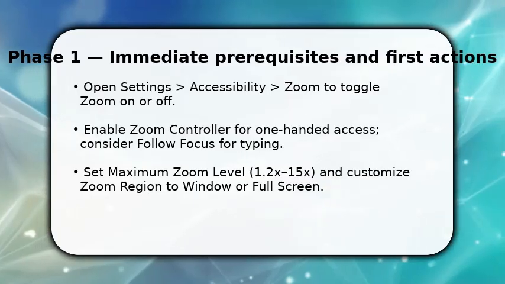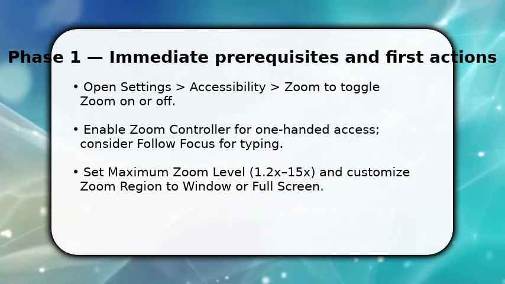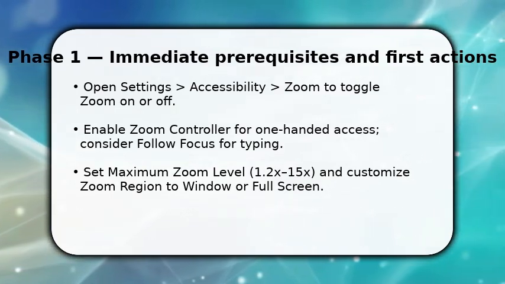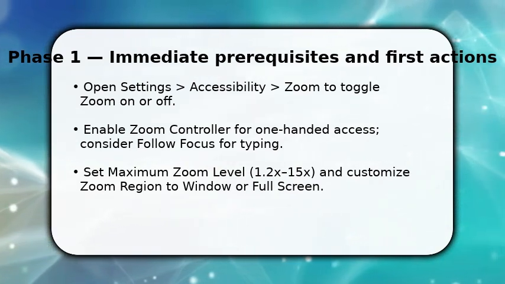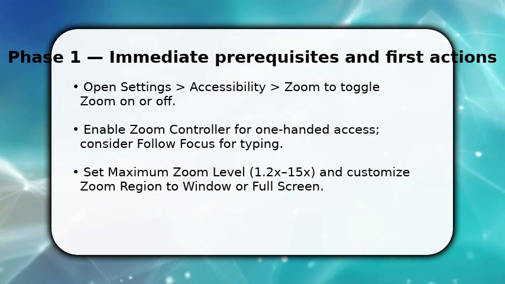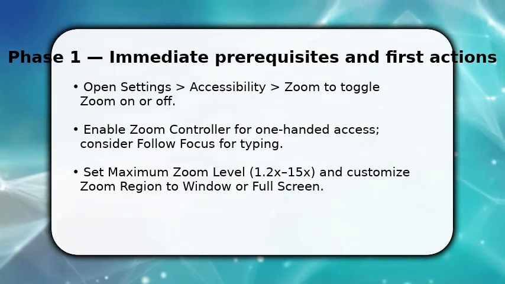You start by enabling the feature in Settings, so do that now. Open Accessibility and tap Zoom, turn it on, and you'll see immediate magnification. Once done, pick a zoom region. Window zoom keeps more context, while full screen enlarges everything.